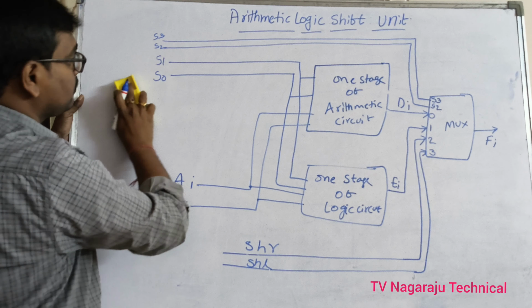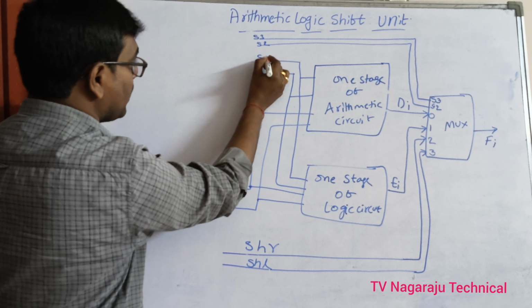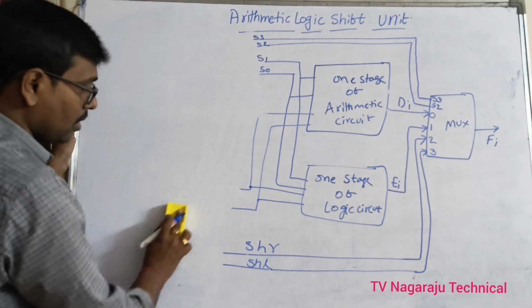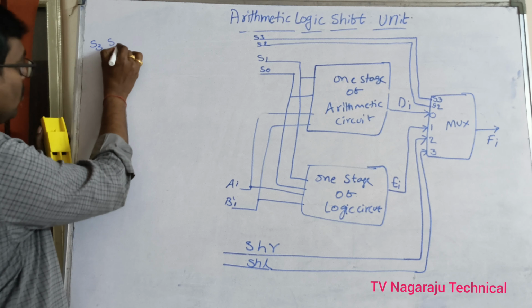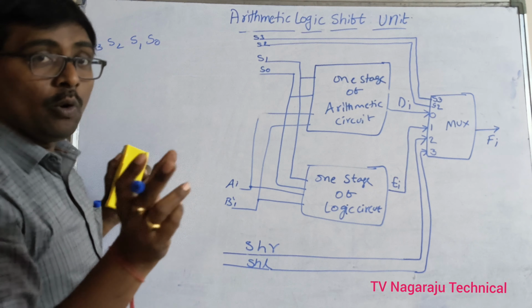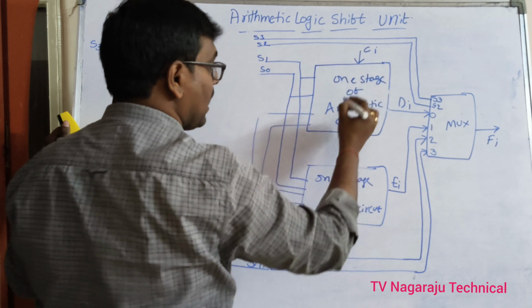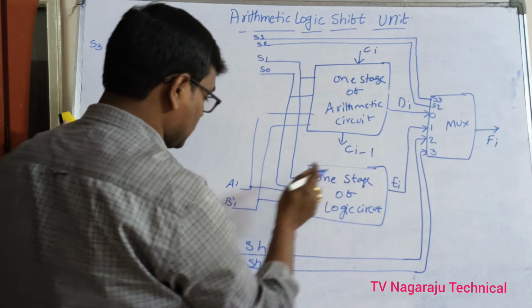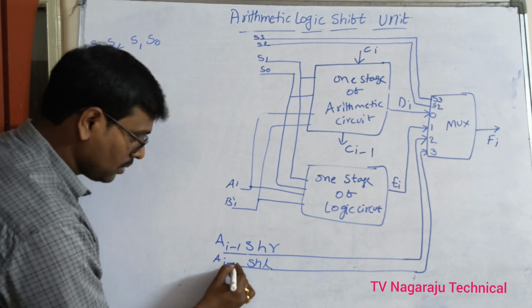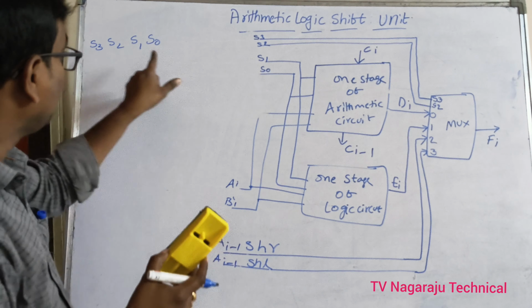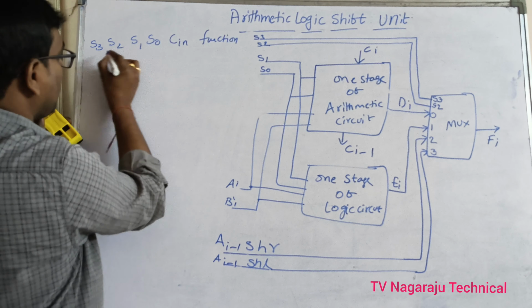I will erase this one. I will write here S3, S2, S1, S0. Now write here AI, BI, S3, S2, S1, S0, and one more thing is also there. If it is the arithmetic circuit, we have some carry Ci and it produces Ci minus 1. Suppose this is AI and BI. What are the bits? The previous bits, AI minus 1, BI minus 1. Now, what is another one? C in carry.